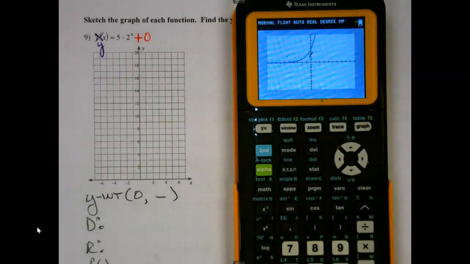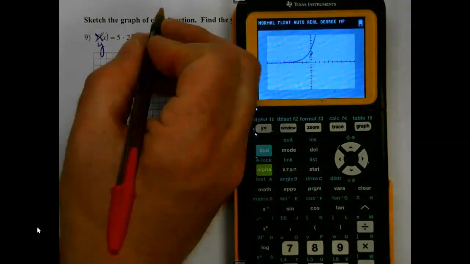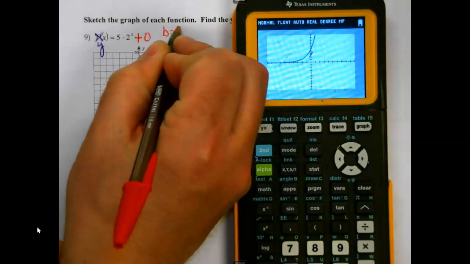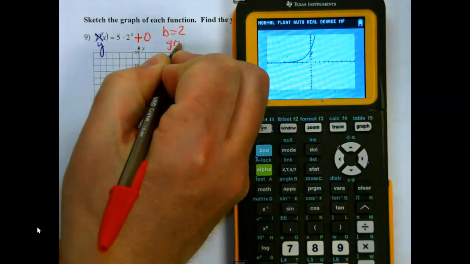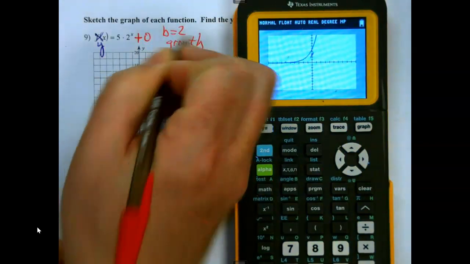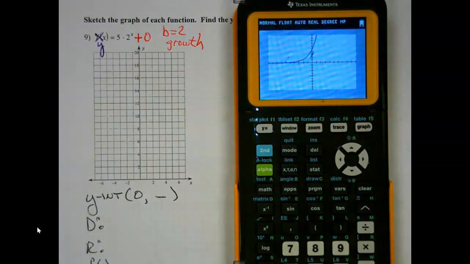So, okay, first thing I notice, it's growth. It goes up as it goes to the right because my b value is bigger than 1. Okay, I know it didn't ask me for this, but I'm going to do it anyway, because we mentioned yesterday, if the b value is bigger than 1, it's going to be growth. Almost every time, we found out.